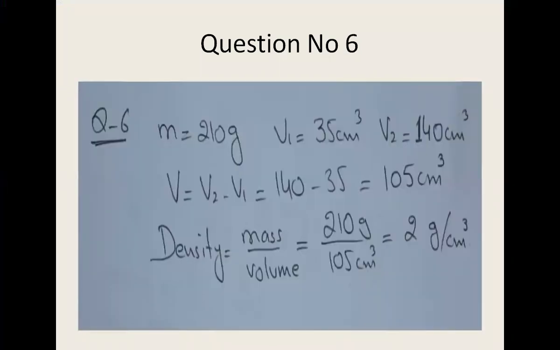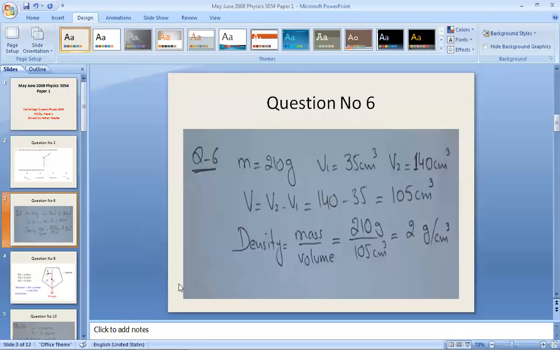Okay, so the mass of the metal is 210 grams. V1 is 35 cm³. V2 is 140 cm³. So the volume of the metal will be V2 minus V1. It will be 140 minus 35, and that will be 105 cm³. So the density will be mass divided by volume. We know this is the formula for the density. So it will be 210 grams divided by 105 cm³. When you divide 210 by 105, you get 2 grams per cm³.